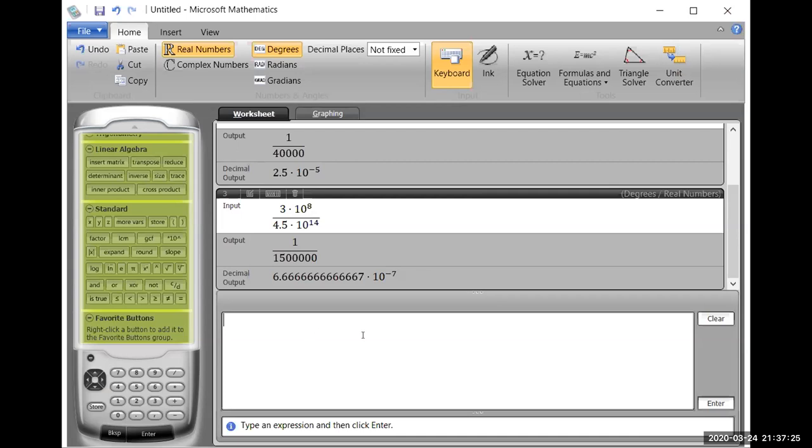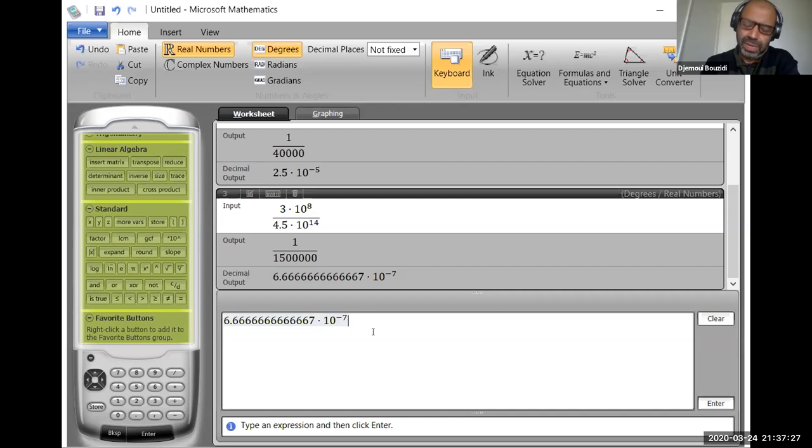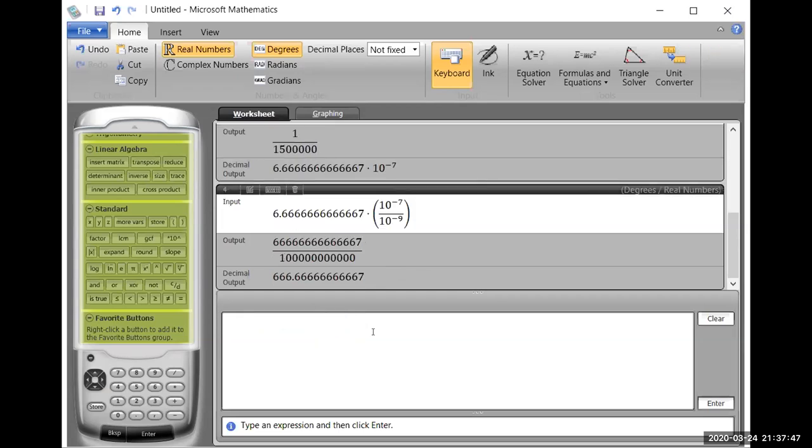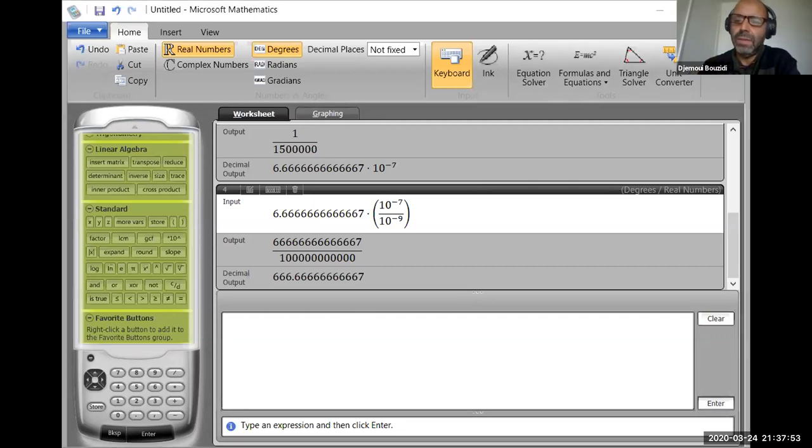Yes? I'm going to divide it by 10 to the power negative 9, because when it comes to wavelengths, it's a good idea to express it in terms of nanometers. So it's a power of negative 9. It's a common practice to express this number in nanometers. So the answer is 667 nanometers. Okay, let me go back into the other one, share. Where is my screen?